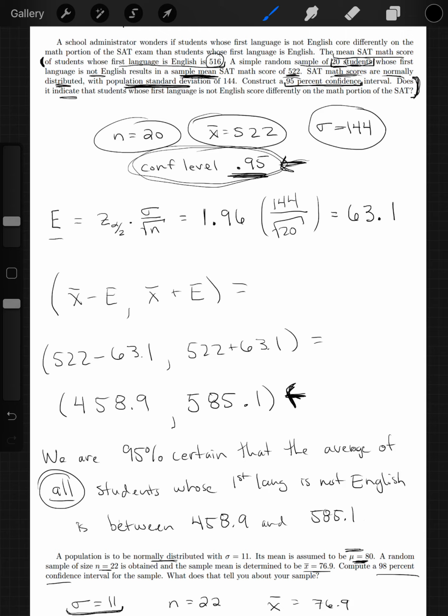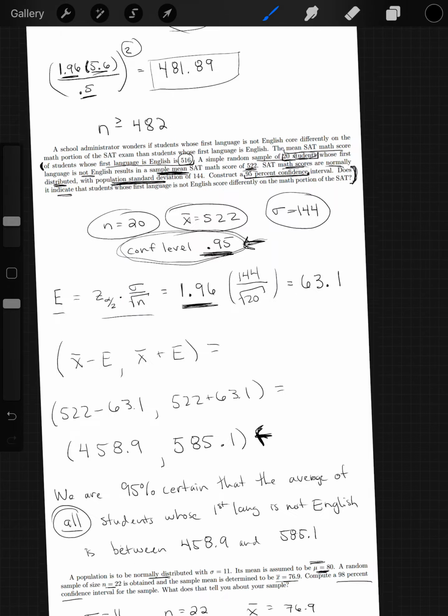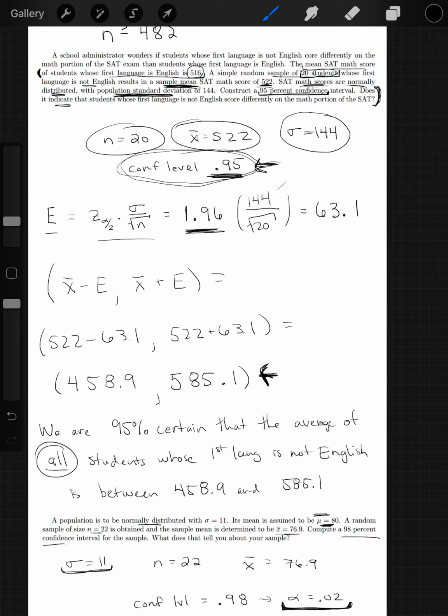So then we need to plug in for E. We have our formula here. We already found what Z alpha over 2 was for that confidence level, right? It's the exact same confidence level that we had before, so it's going to be the exact same critical value. But we plugged in our 144 and our 20. We threw that in a calculator. We got 63.1. We subtract that, or we plug into this formula here, right? Which means we subtract x bar and e. We add x bar and e, and we get these two guys.